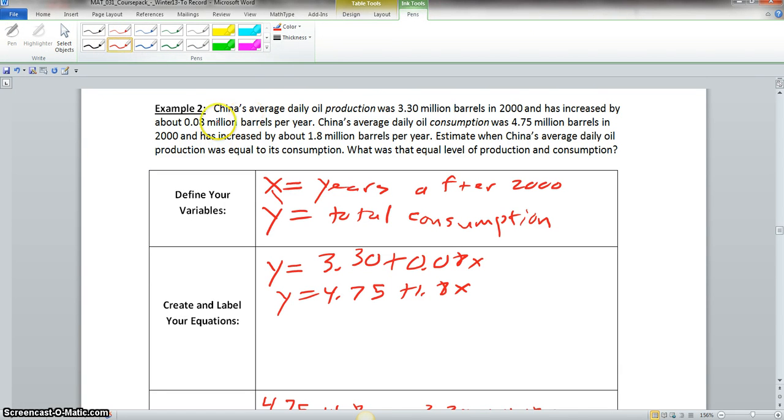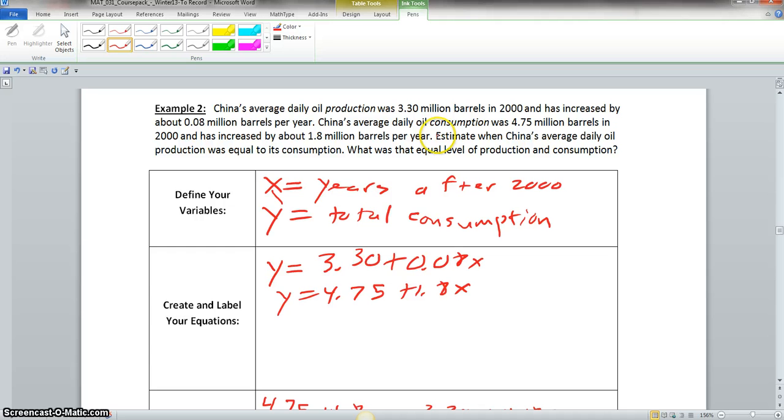will explain them. Okay, now when we go to example 2, it says China's average daily oil production was 3.30 million barrels in 2000 and has increased about 0.08 million barrels per year. China's average daily oil consumption was 4.75 million barrels in 2000 and has increased by about 1.8 million barrels per year. Estimate when China's average daily oil production was equal to its consumption. What was that equal level of production and consumption?